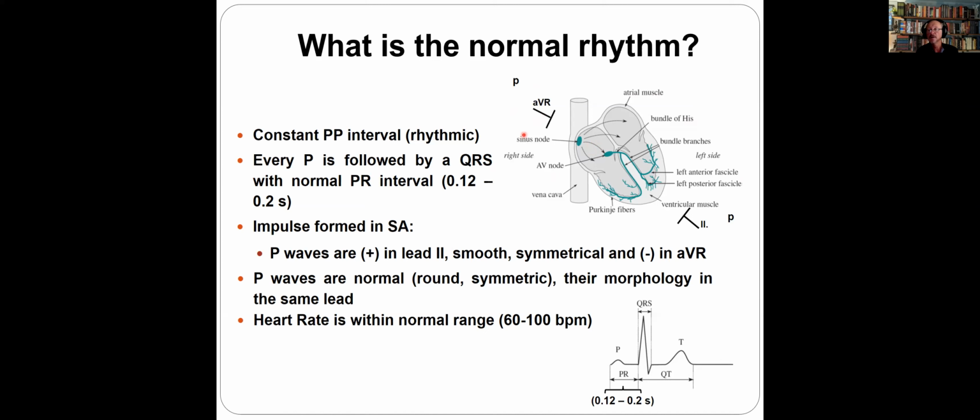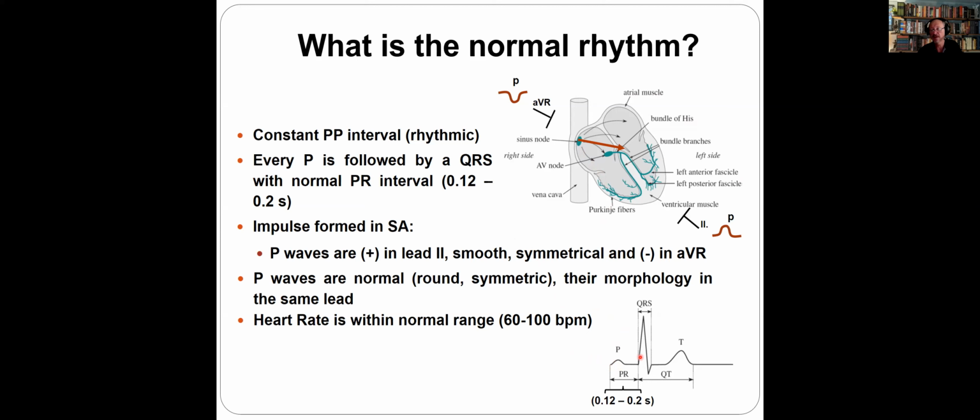So we have a negative P wave in aVR and a positive P wave in lead number 2, in front of the QRS complex, as you see here. When you look at the morphology of the P wave within one lead, it should be the same, because it's always coming from the same area. This is one thing. And every P should be followed by a QRS complex.